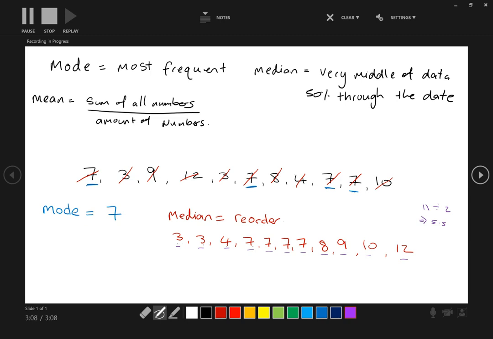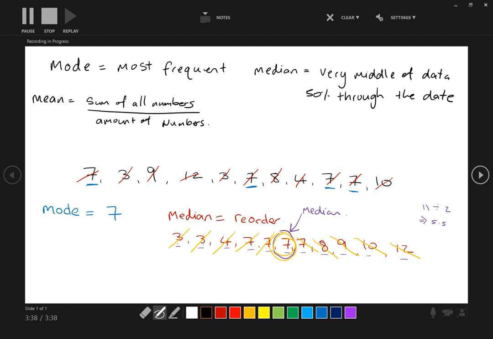So I've got 1, 2, 3, 4, 5 numbers, and then I have 1, 2, 3, 4, 5 numbers after the median. Another way of looking at the median, you could take a pen and knock 1 from the front, 1 from the back, 1 from the front, 1 from the back, and continue that. And eventually you will get your median.